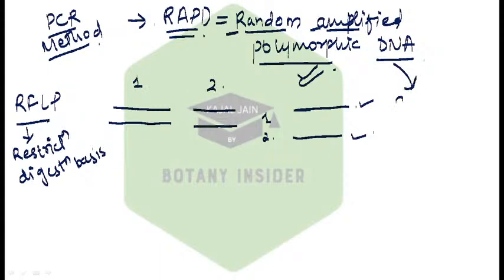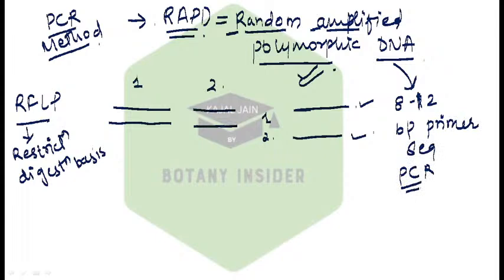This is the first organism and this is the second organism. In this method, we use 8 to 12 base pair primer sequences for PCR. Why are we using 8 to 12 base pair primer sequences? Because this is the ideal size of primer. If the primer is too long, then it will become too specific and it will not bind to many places in the DNA sequence. But if it is too small, then it will bind to almost all the places in the DNA sequence and it will give us many large fragments which we don't want. So we use 8 to 12 base pair primer sequences, which is the ideal size for PCR reaction.